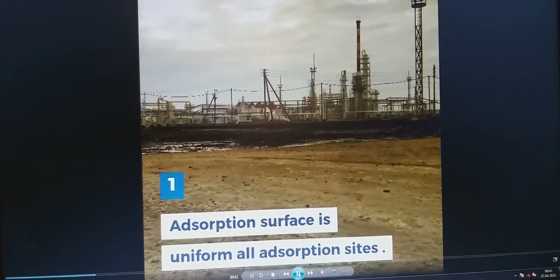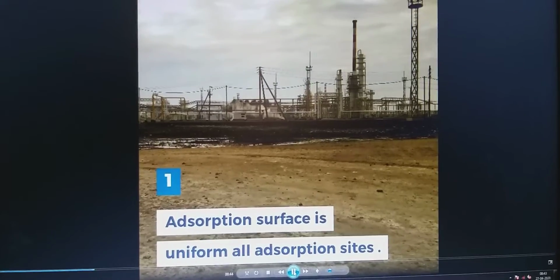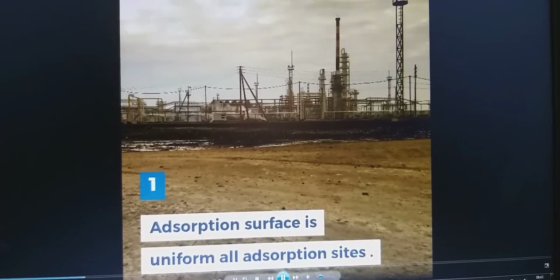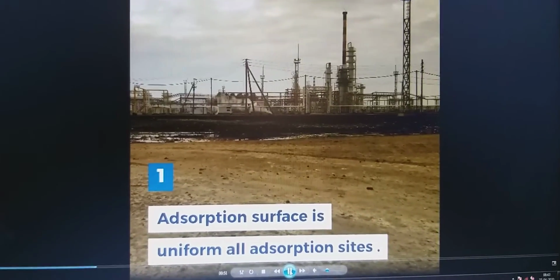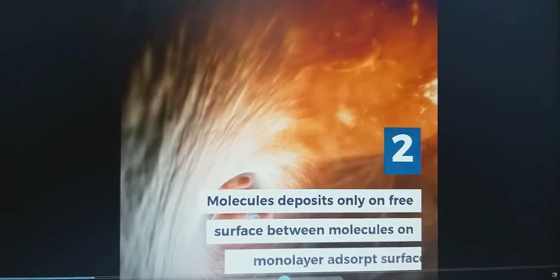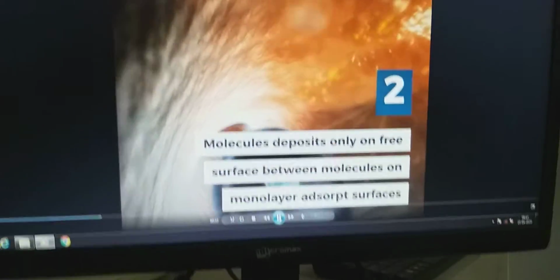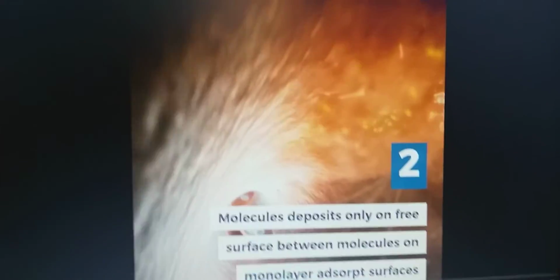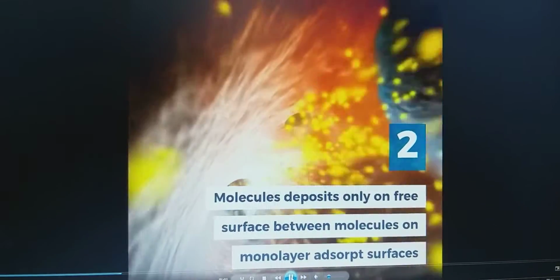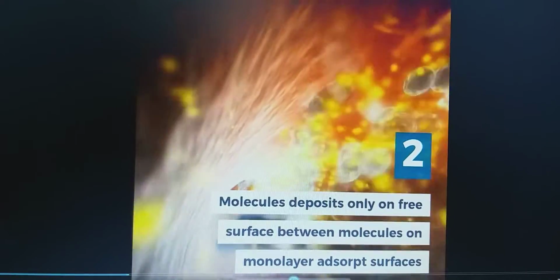So the Langmuir adsorption isotherm basically suggested that the adsorption surface is uniform. All adsorption sites are available for the adsorption. So a uniform surface and all adsorption sites are available. Second, molecules deposit only on the free surface of the monolayer adsorption surface. So molecules will deposit only on the free surface present on the adsorbent. So obviously a monolayer will form.